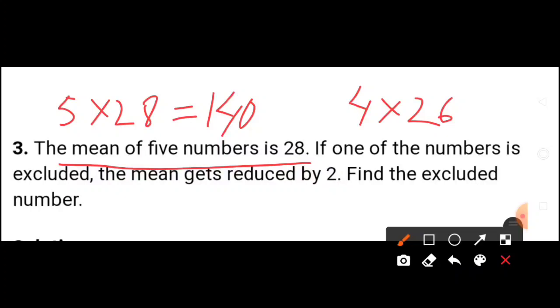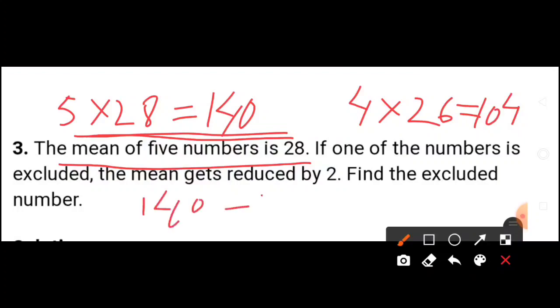So we can see here 5 into 28 is giving us 140, and 4 into 26 is giving us 104. So if we subtract 104 from 140, that will be our excluded number. Okay, so here this will be 36. So the excluded number will be 36.